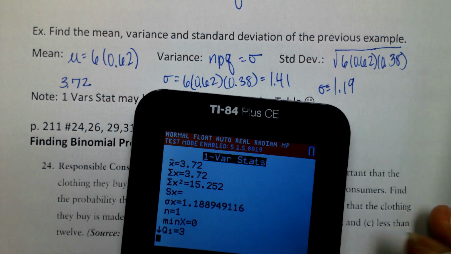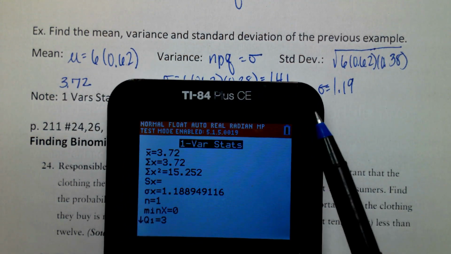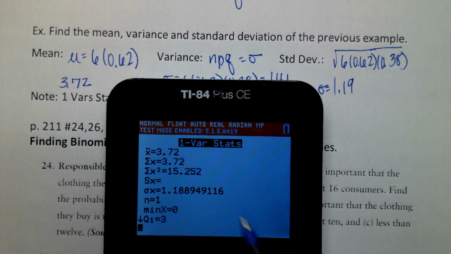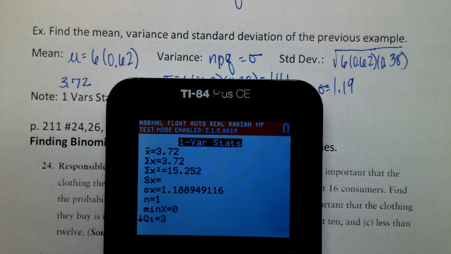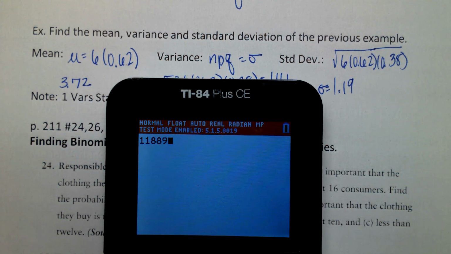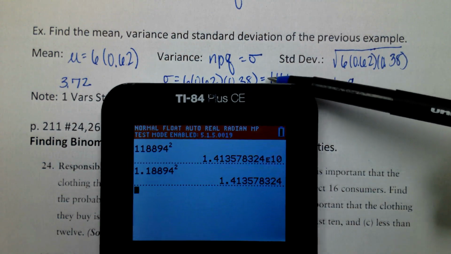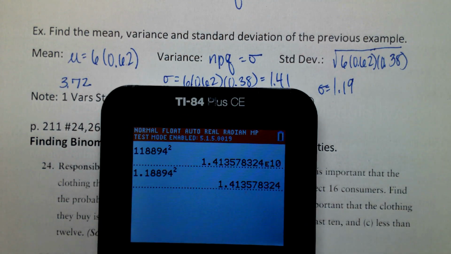Again, it shows you that it knows you're working with a binomial distribution, so it only uses the population standard deviation, because it's using probability. And then you can just square that number, 1.8894, to get the variance.